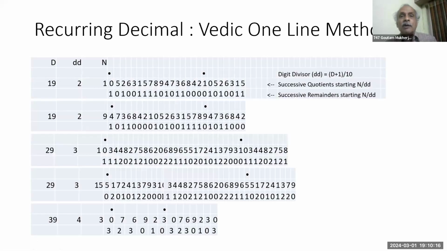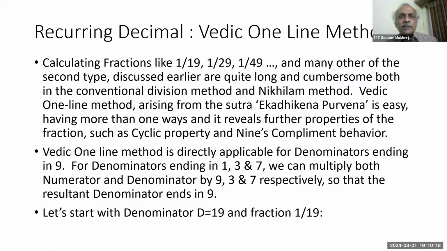Then we came to the Vedic online method. The Vedic online method is applicable for denominators ending in 1, 3, 7, and 9. The denominators ending in 1, 3, and 7 can be multiplied by 9, 3, and 7 respectively, so that the last digit ends up in 9. So we give the procedure for denominators ending in 9.